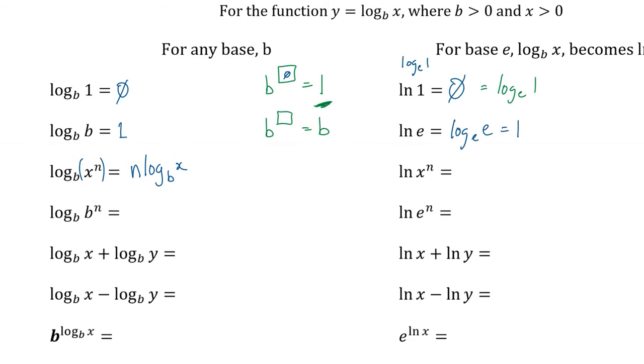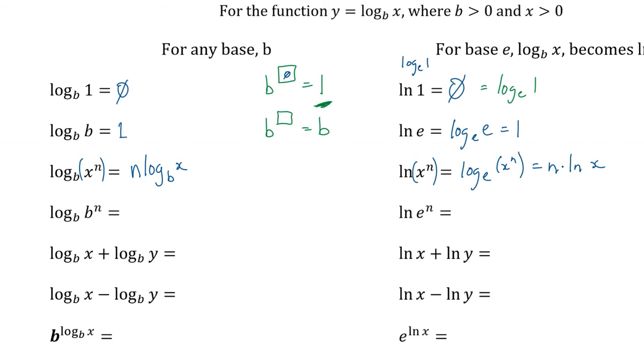And ln of x to the n is equal to log base e of x to the n, like we just saw, which is n times ln of x. So same thing. There's nothing special about ln that makes it different from other logarithms, except that it's useful in ways that a lot of other bases aren't. That's what's special. Otherwise, it's a normal logarithm. Okay?